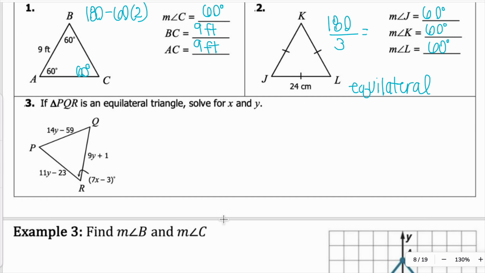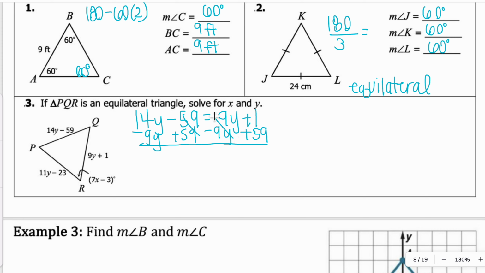Number 3 is an equilateral triangle, so solving for x and y. What I did here first is, because I knew that they were equilateral, I went ahead and solved for y, and I just picked 2 sides. So I said 14y minus 59 is equal to 9y plus 1. I'm going to move my smallest variable, add 59 to both sides, and I'm going to come up with 5y equals 60, so that y is equal to 12.